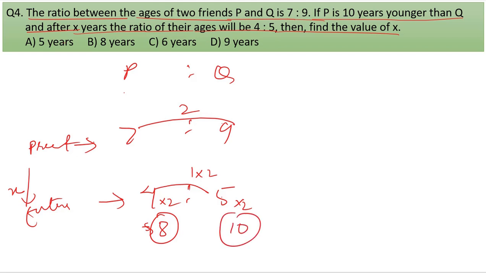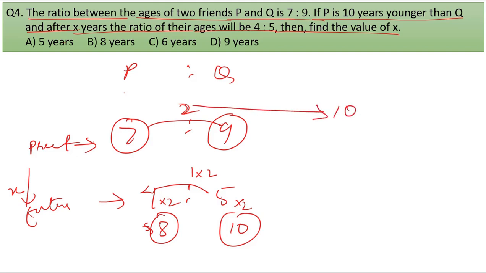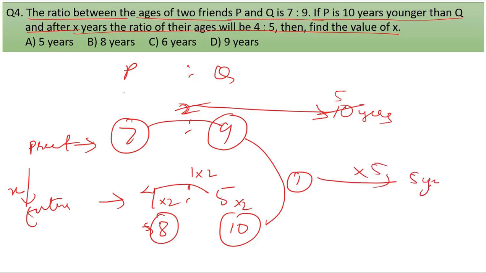The question is saying P is younger than Q by 10 years. Here P's age is 7 and Q's age is 9, and the gap is 2 years. So P is younger than Q by 2 units, so these 2 units are 10 years. To find the value of X, we look at this gap, that is 1 unit. So 1 unit will be 5 years. Therefore X is equal to 5 years. So option A is the correct answer.